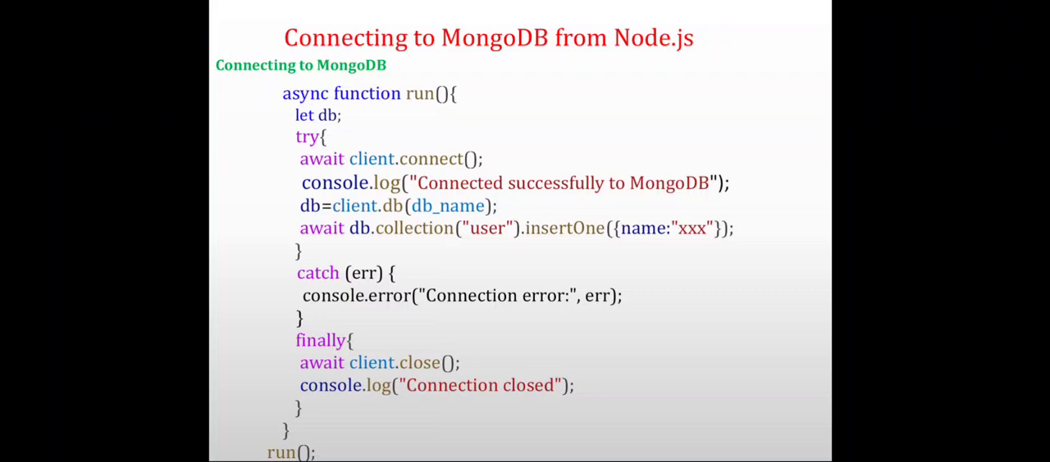Since in a database we will have multiple collections, we have to specify the required collection name. And then the next step is to insert some document into the collection. For that we are using the insertOne method. This document contains one field named name, and its value is xxx. If the user collection does not already exist, MongoDB creates it automatically when the document is inserted.